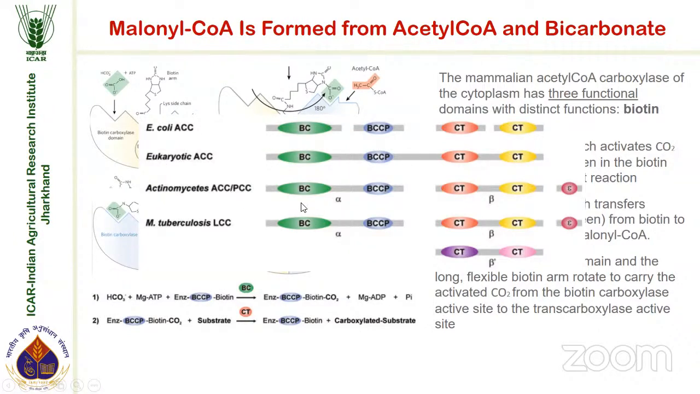Like actinomyces, you have separate 2 subunits, alpha, beta, and even epsilon. And even tuberculosis also, you have different domains. So anyway, my point is there is a lot of functional diversity in this ACCase enzyme, and because of which this enzyme has been targeted for designing various inhibitors being used in our herbicide industry.